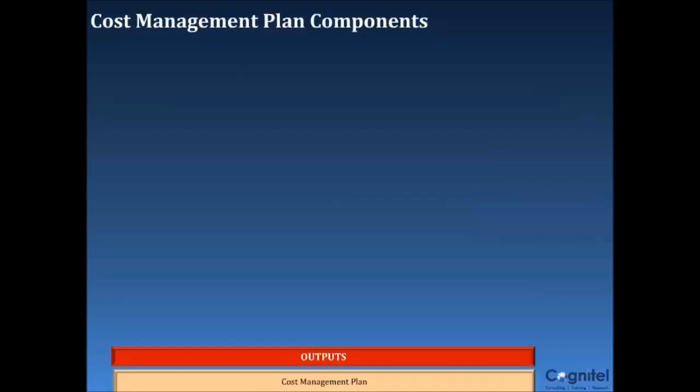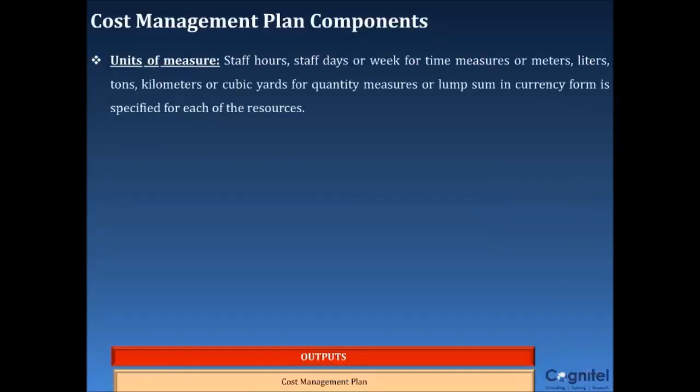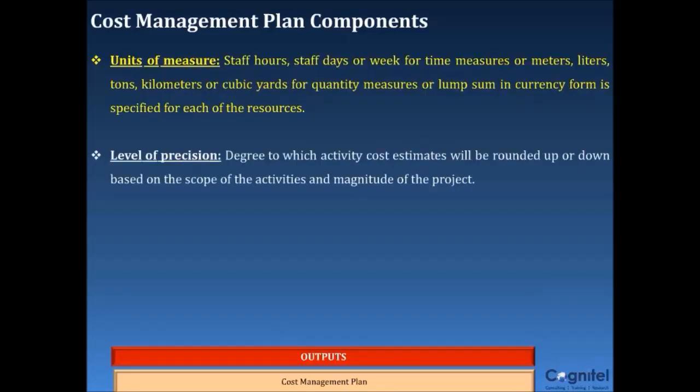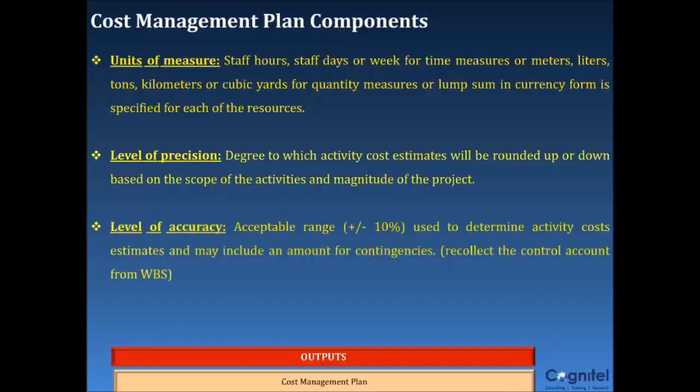The cost management plan can establish the following. Units of measure: staff hours, staff days or weeks for time measures, or meters, liters, tons, kilometers or cubic yards for quantity measures, or lump sum in currency form is specified for each of the resources. Level of precision: degree to which activity cost estimates will be rounded up or down based on the scope of the activities and magnitude of the project. Level of accuracy: acceptable range, plus or minus 10%, used to determine activity cost estimates, and may include an amount for contingencies.